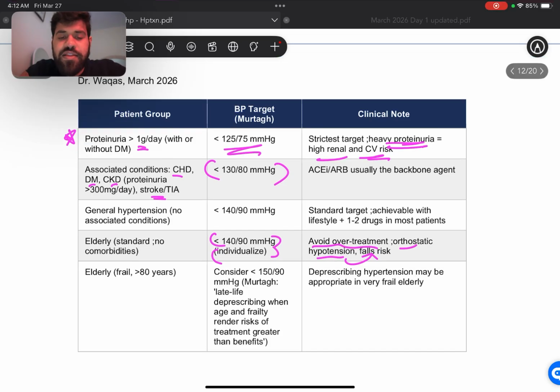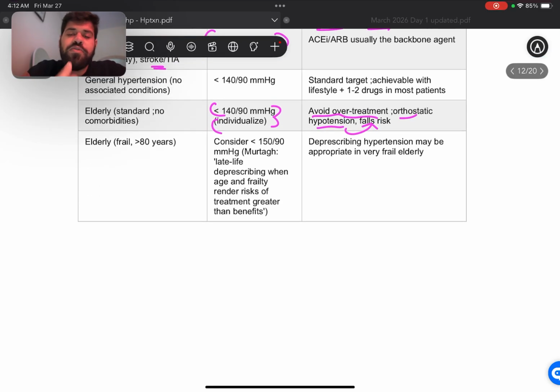Now elderly frail patients who are more than 80 years old, we have to get them less than 150 by 90 because of late-life deprescribing, when age and frailty render the risk of treatment greater than the benefit. All right, we start deprescribing, so we have to reduce the drugs and we have to be careful that they don't fall.